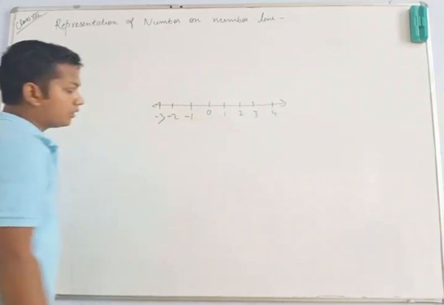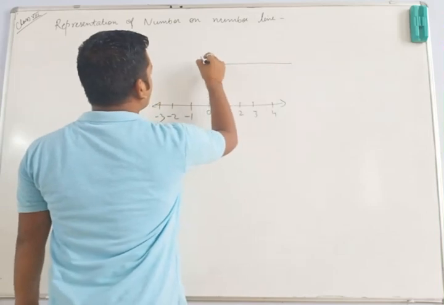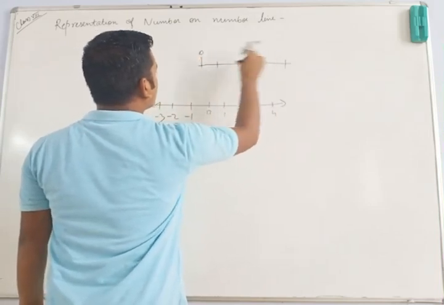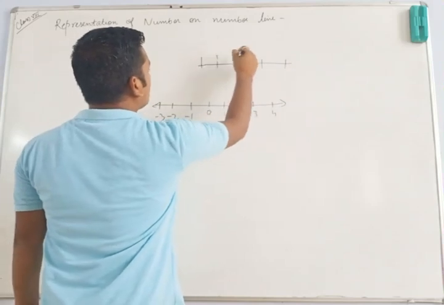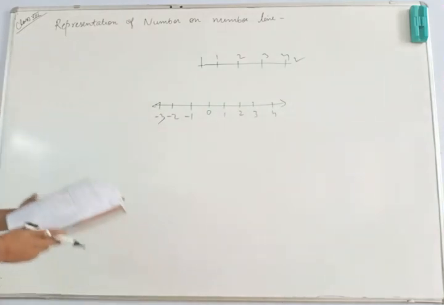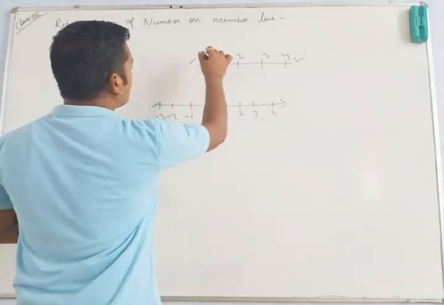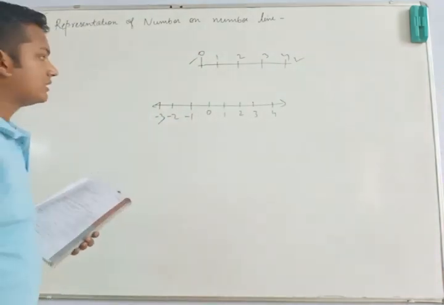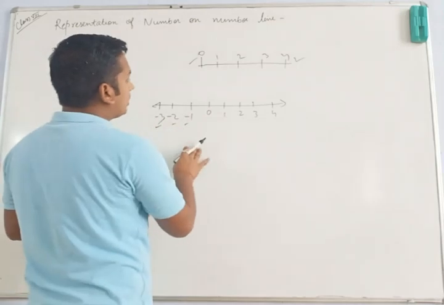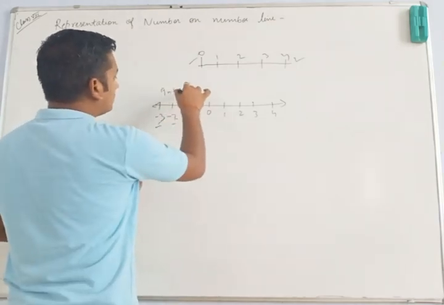If I am having numbers only 1, 2, 3, 4, then I will say it is a natural number line, or the line of natural numbers. If I add a 0, it becomes a number line of whole numbers. And if I add my minus numbers also in it, at that time it becomes the number line of integers.